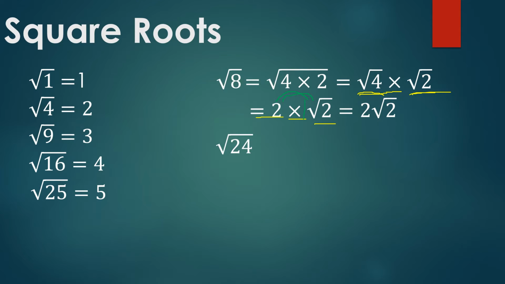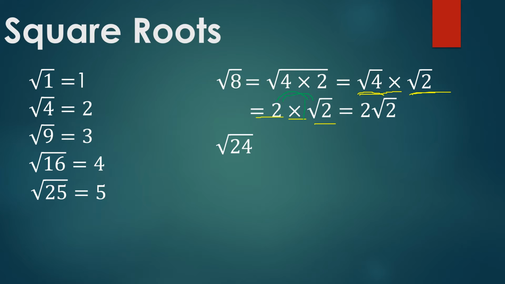Another example. Square root of 24. Let us look for a factor na kung saan ay perfect square number. Isipin natin, ano ba yung mga factors ni 24? We have 1 multiplied by 24. Meron bang perfect square number doon? 1 and 24? Wala. How about 2 times 12? Meron bang perfect square number sa dalawang nabanggit na number? Wala. E paano kung 4 times 6? Yes, meron.